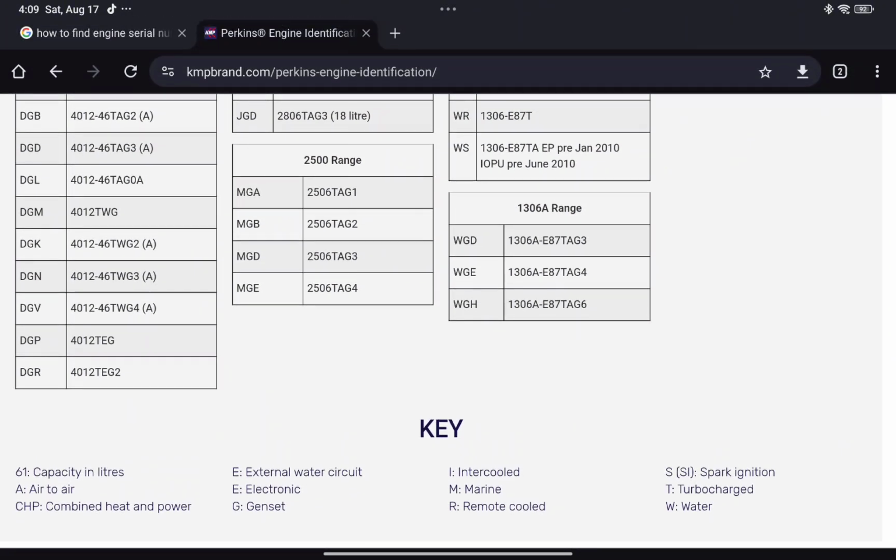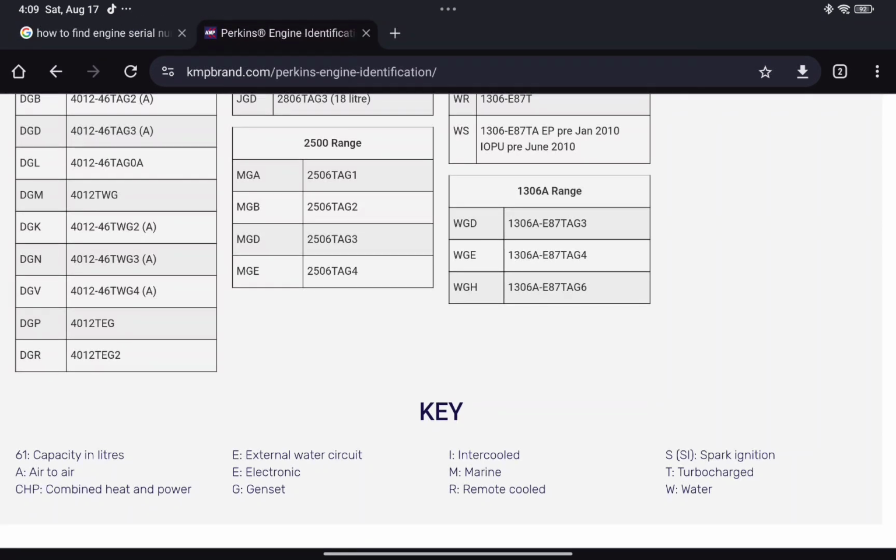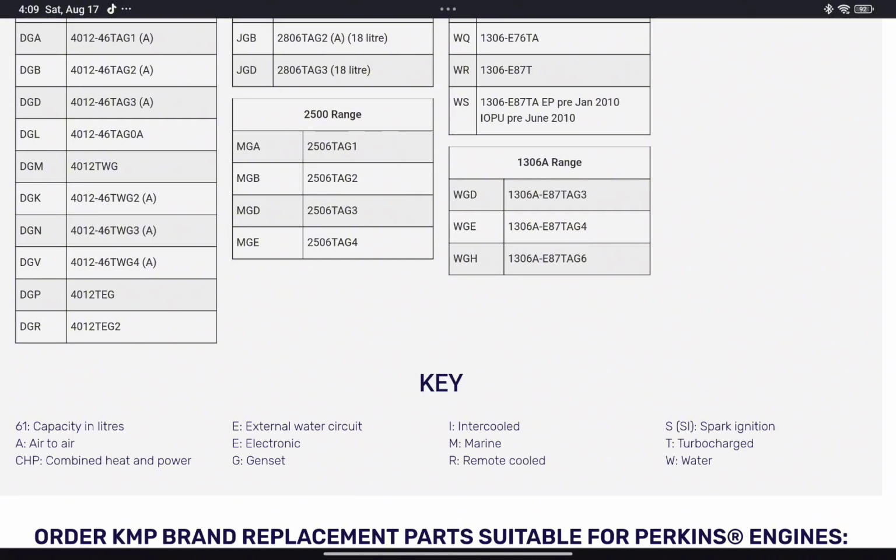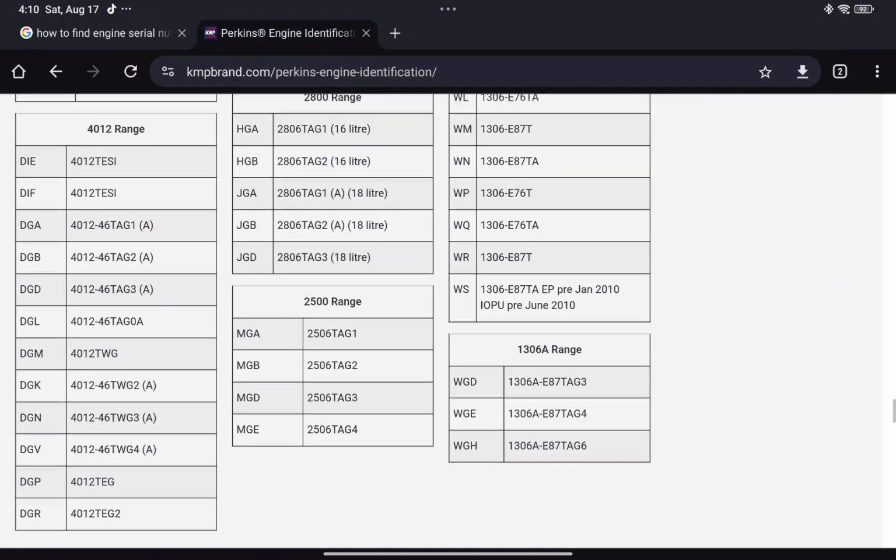Here is the key, which is the capacity in liters, air to air, which has a code on that. We have the A, which is external circuit, and just read and take a look. Those are the important keys to understand what type of engine you are going to use.